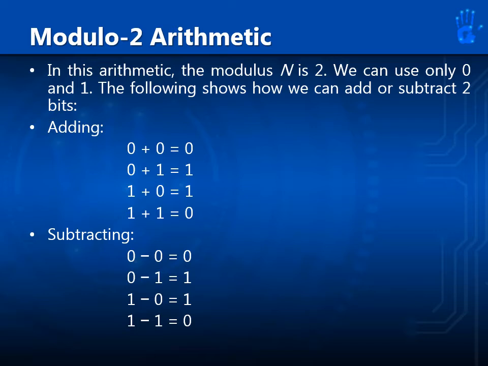To easily remember this, notice that modulo 2 does not use the integer 2. So when the answer becomes 2, it must go back to 0. Next, the subtracting. Subtracting basically has the same results as adding. 0 minus 0 equals 0, 0 minus 1 equals 1, 1 minus 0 equals 1, and 1 minus 1 is 0.